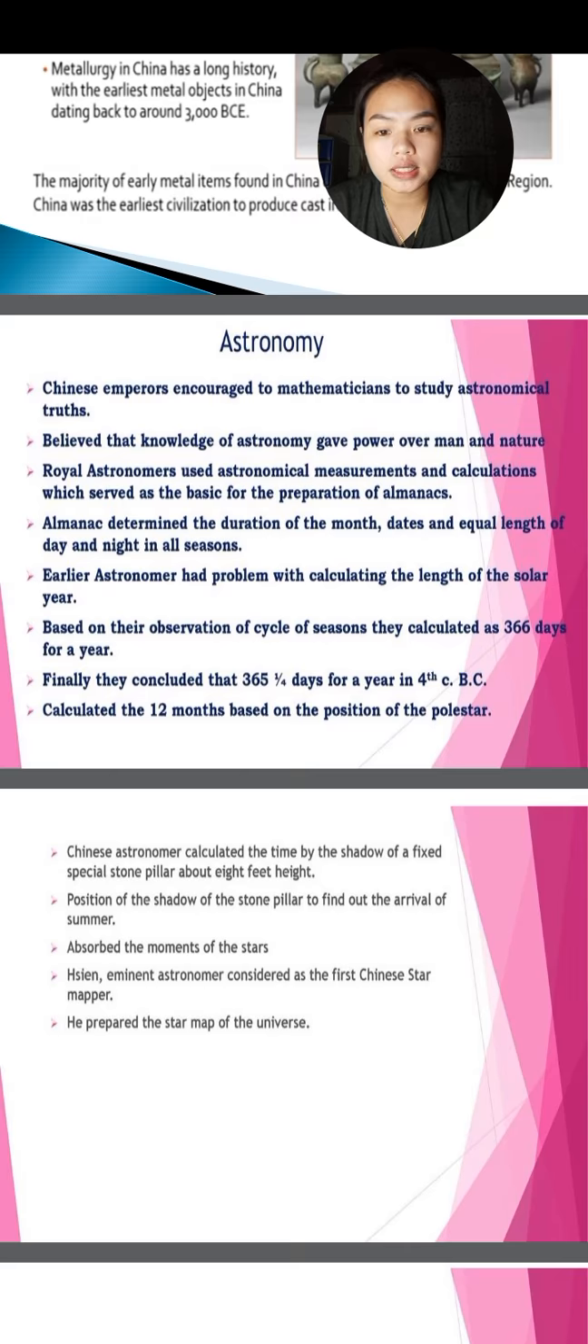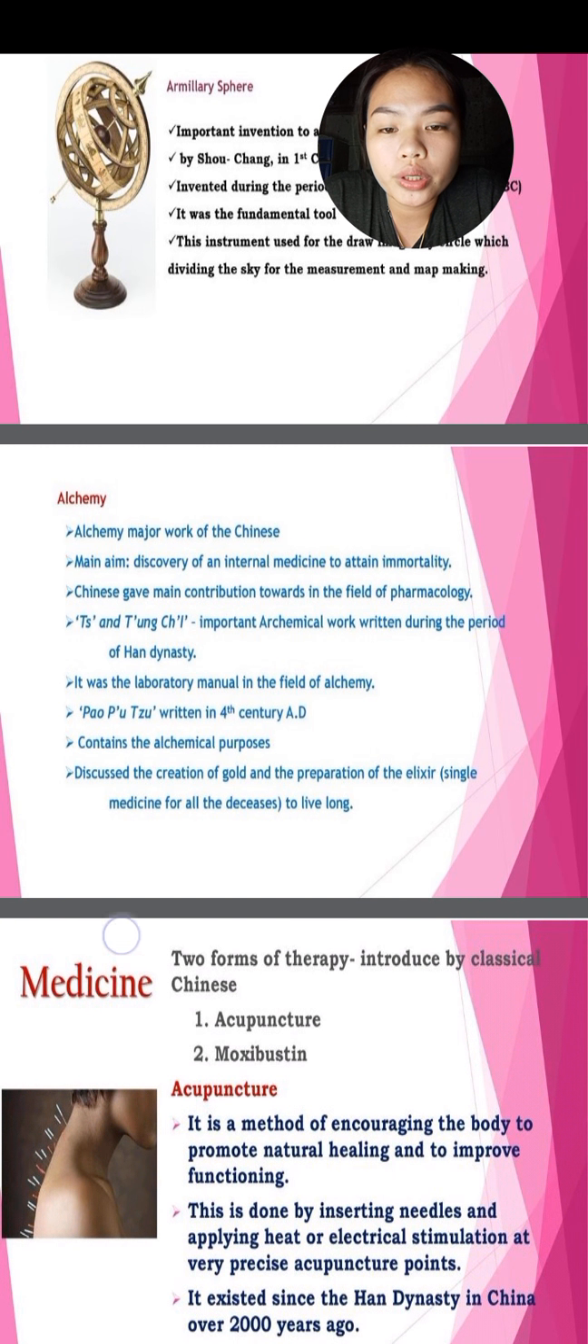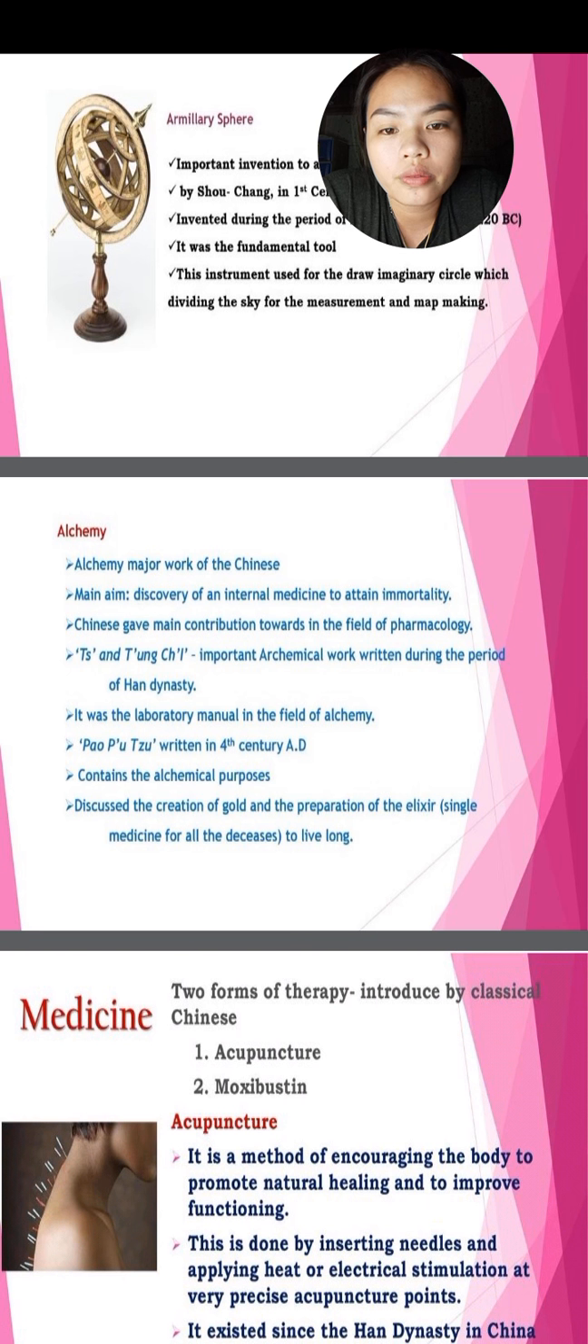So in astronomy, the armillary sphere is the most important invention of astronomy in China, by Zhang Heng in the 1st century AD, invented during the period of the Han Dynasty. So it was a fundamental tool. This instrument was used to draw imaginary circles dividing the sky for the movement of stars and map making. So alchemy was a major work for the Chinese, the main aim being to discover an internal medicine to attain immortality.